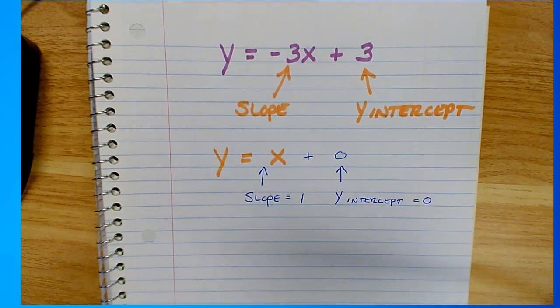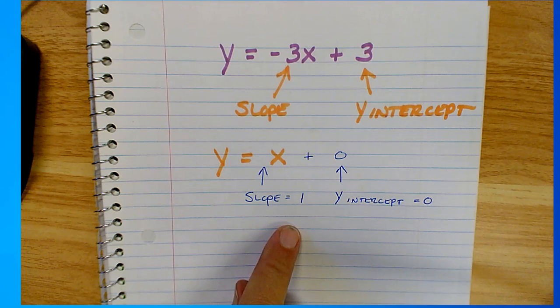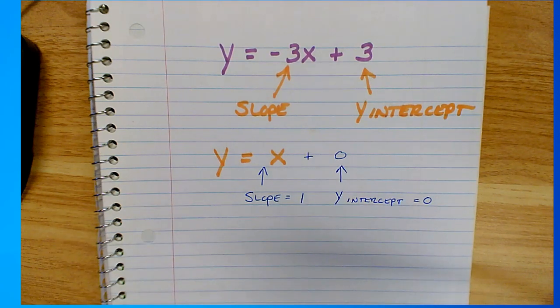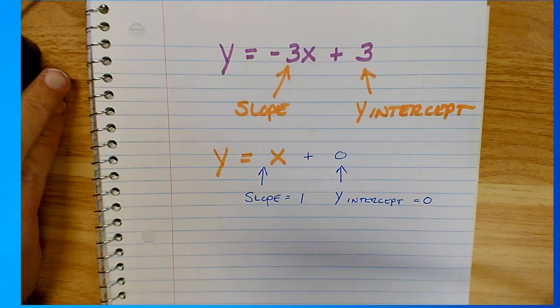So remember, when there's nothing in front of the x, the slope is 1. When there's nothing behind the x, the y-intercept is 0. The magic word is crown, like a king wears a crown. And that's it for this edu lesson.